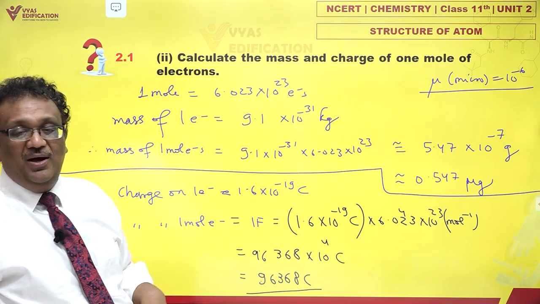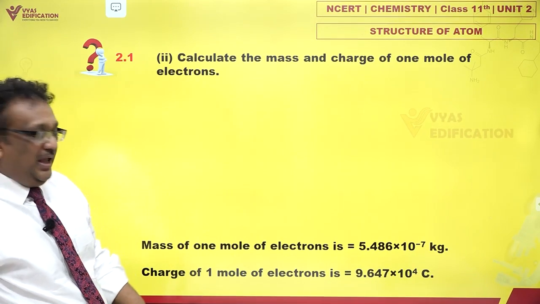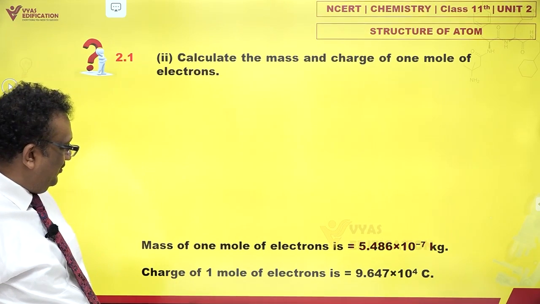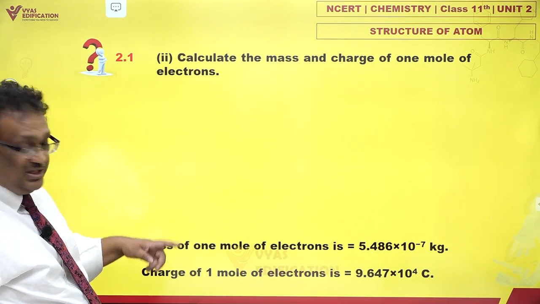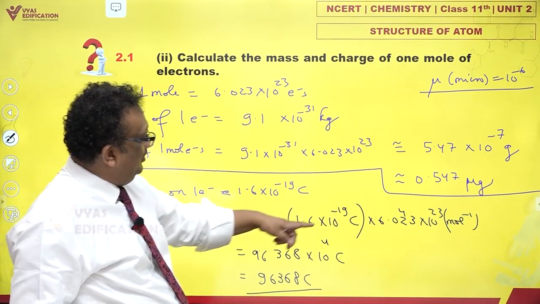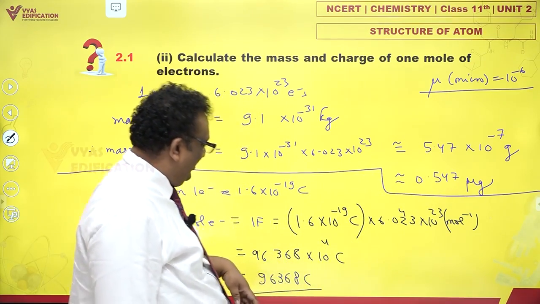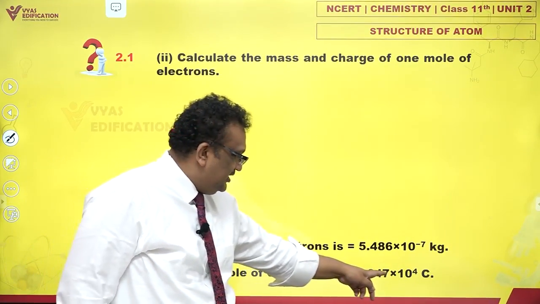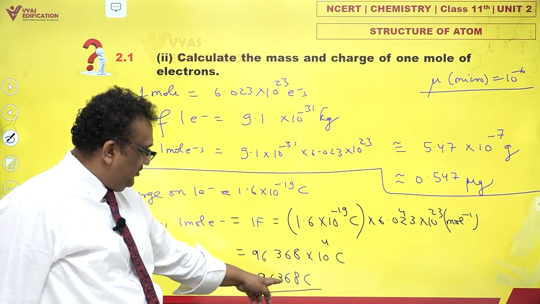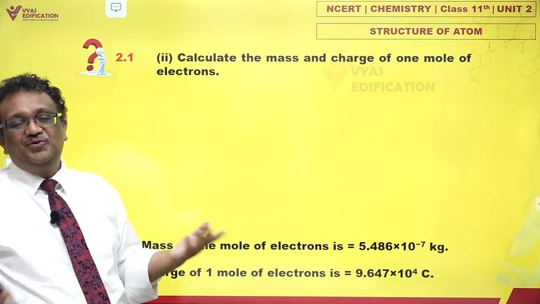These are the charge and mass carried by 1 mole of electrons. Calculator answers: mass of 1 mole of electrons and charge on 1 mole of electrons. Just let's compare 5.486 and 5.47, we are close by, not very ugly, है ना? And 9.647, 9.637, we are close by. Again, I would say beautiful it is.